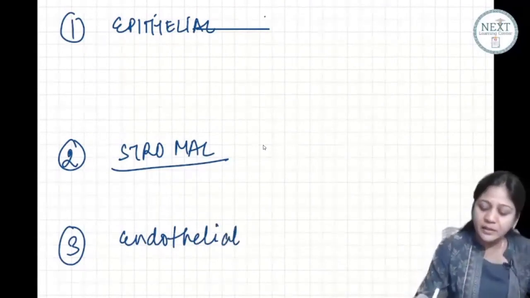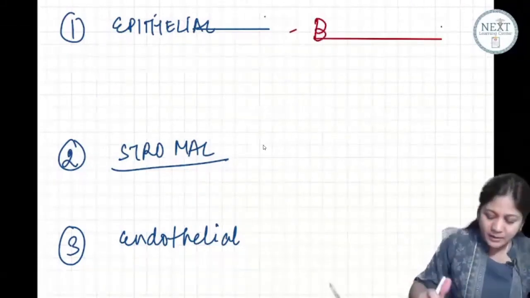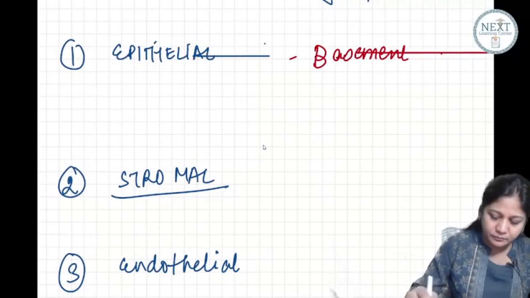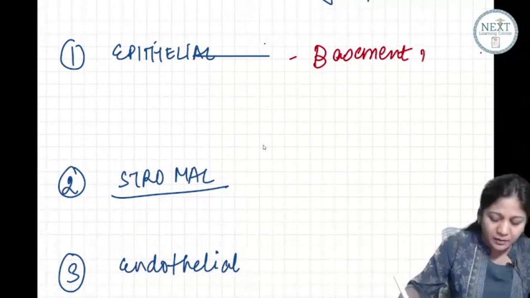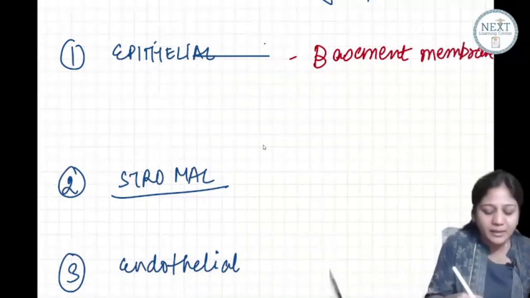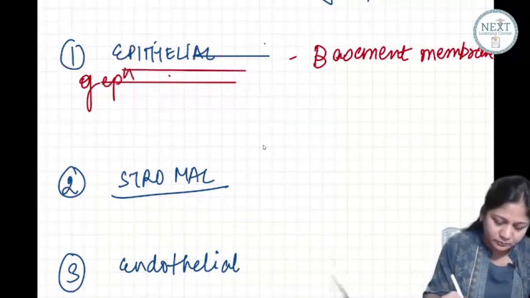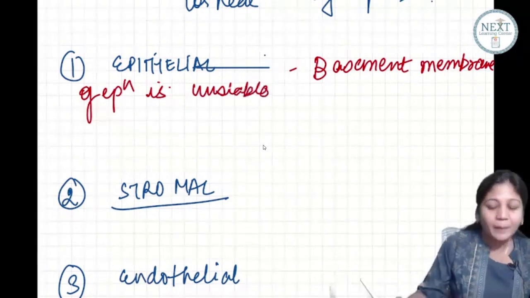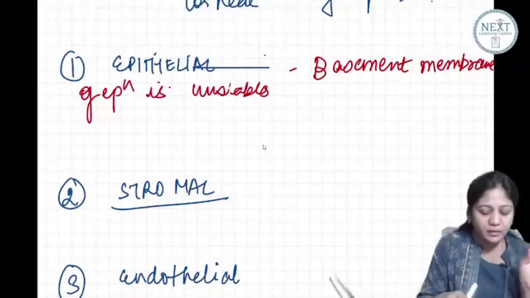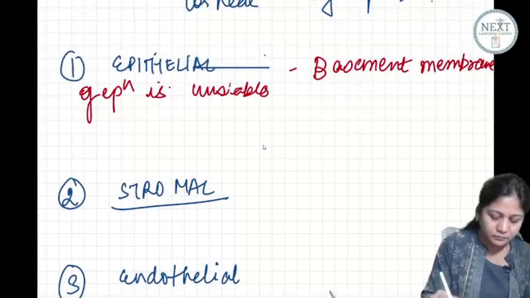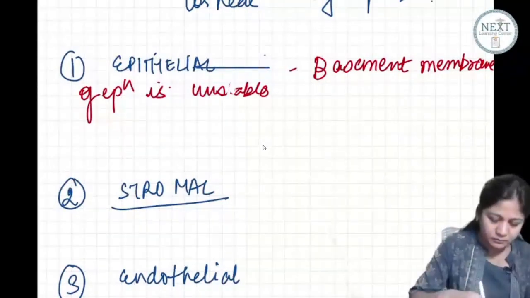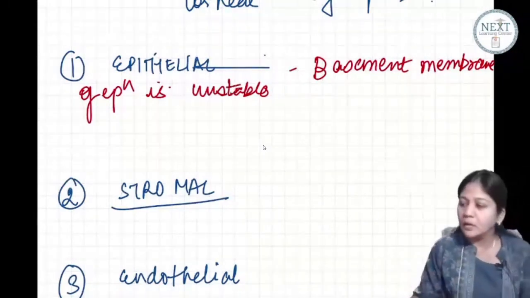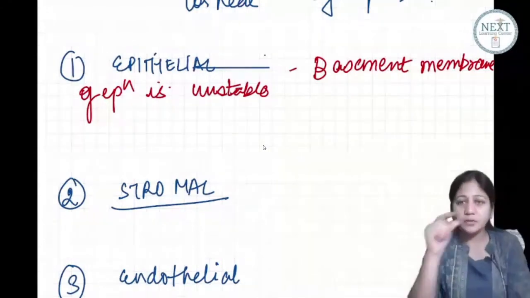Now, epithelial dystrophy means the problem is in the epithelium. So what is the problem? The problem is that the basement membrane of the epithelium is unstable. Do you remember the basement membrane of the epithelium, guys? Do you remember that the corneal epithelium has many layers? Not Bowman's layer, just above Bowman's layer. So that basement membrane is unstable.